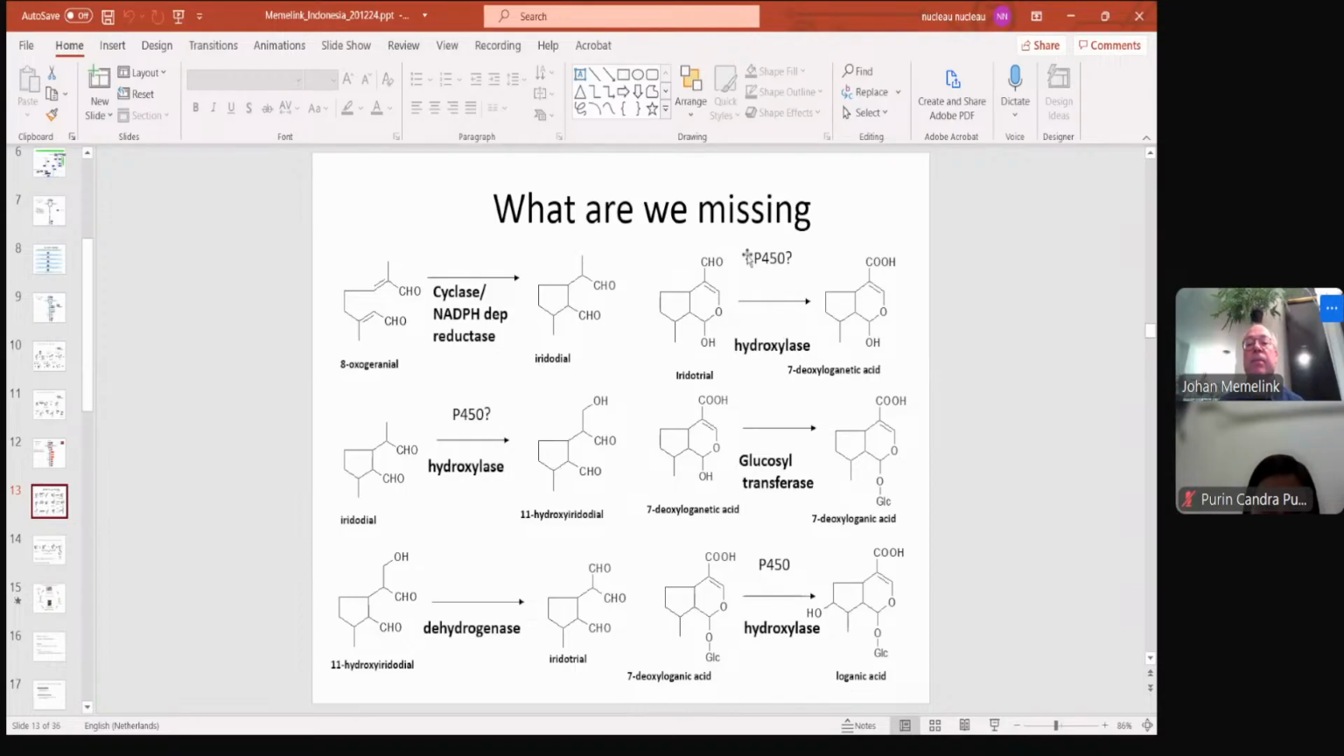And there's a question mark here for the enzymes, whether it's a P450. So P450 is an enzyme of the class of cytochrome P450 oxidases, which is a very common class of hydroxylation enzymes in plant secondary metabolism. So that's why we assumed that it might be a P450 enzyme. We went on like this to kind of find out what type of enzyme we were looking for each of the steps.